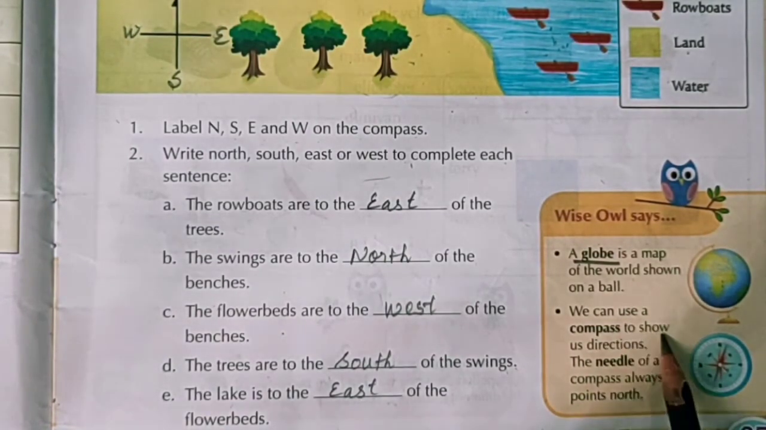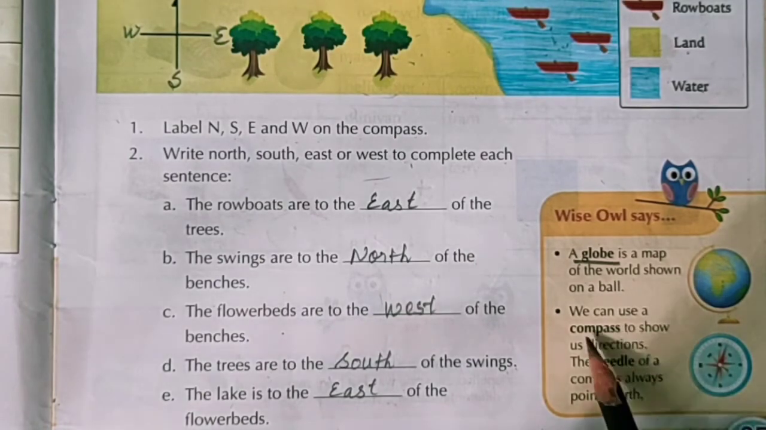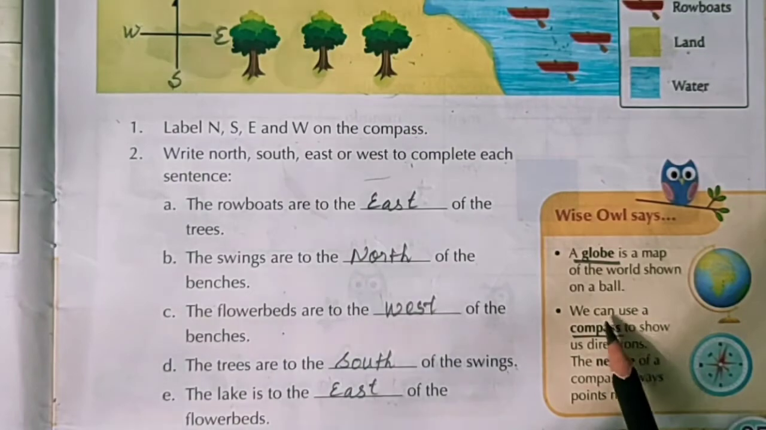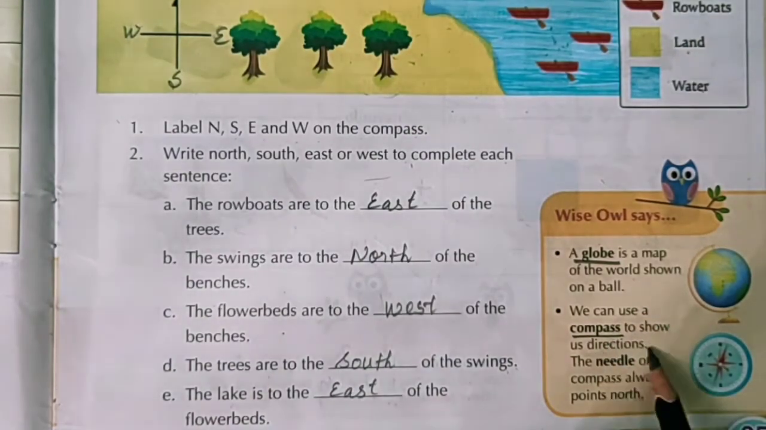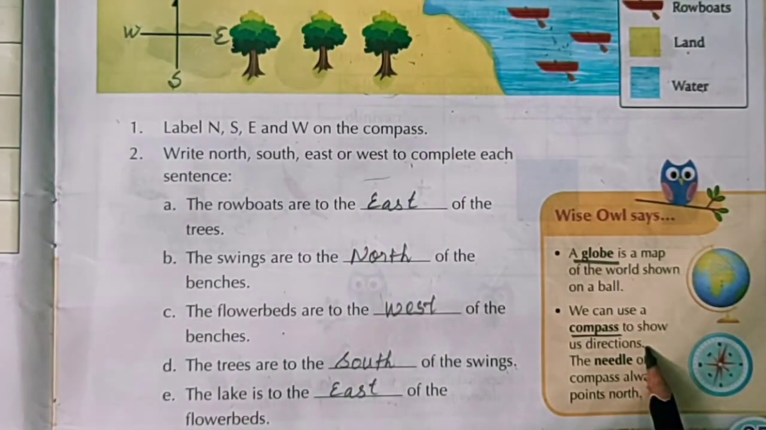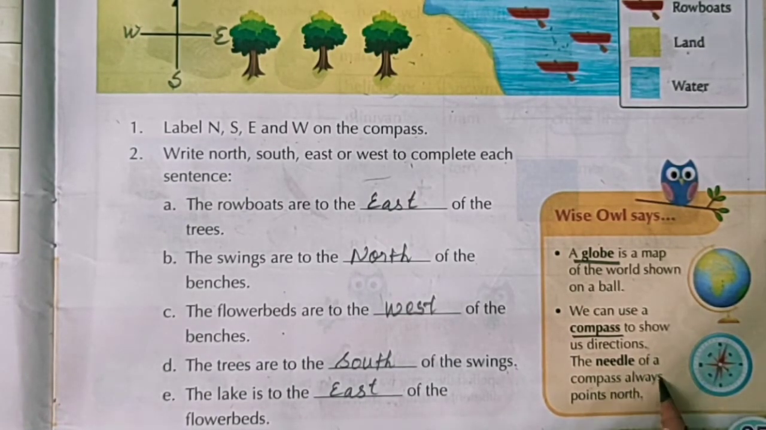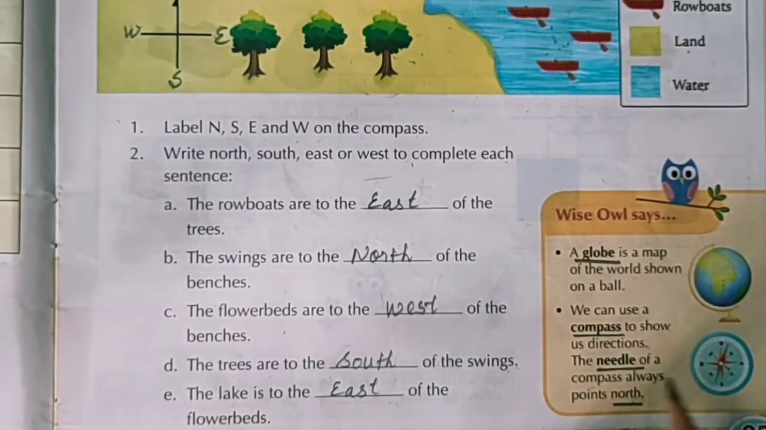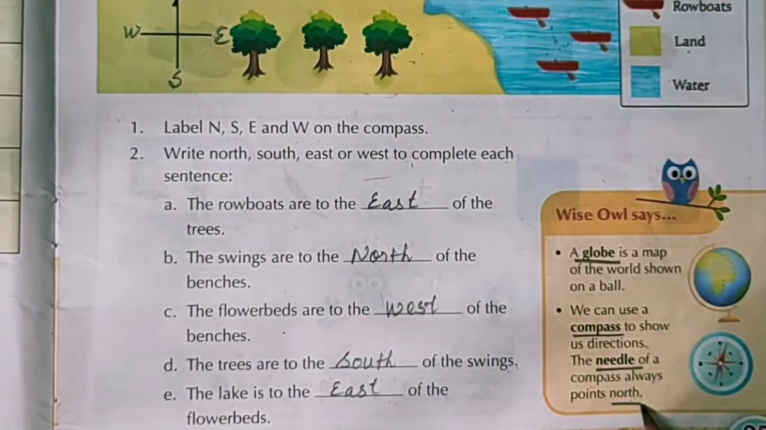We can use a compass to show us direction. So underline this word, compass. We can use a compass to show us direction. Usually people use it to find their way on a trip to a new place. Okay, the needle of a compass always points north. Underline this, north and needle. The needle of the compass always points north. Okay, so that's all.